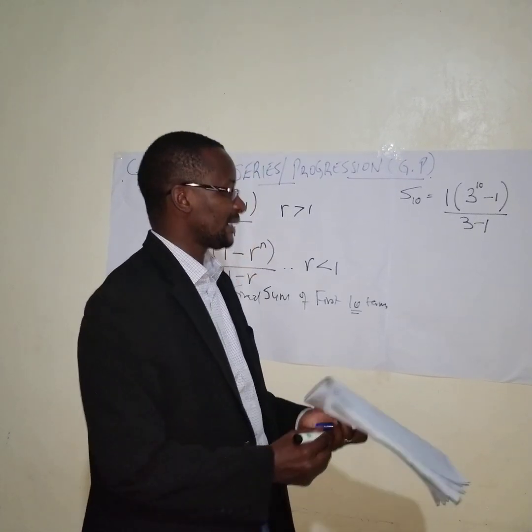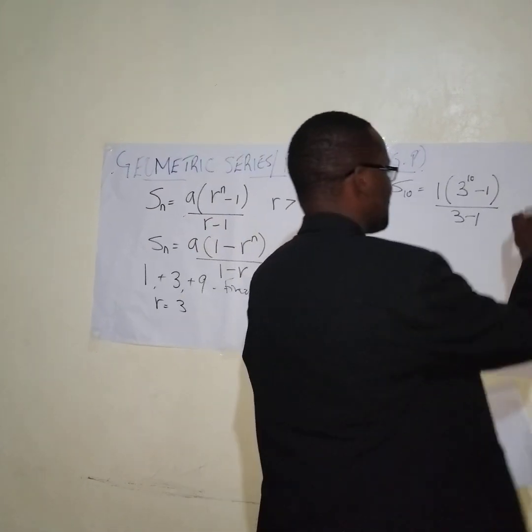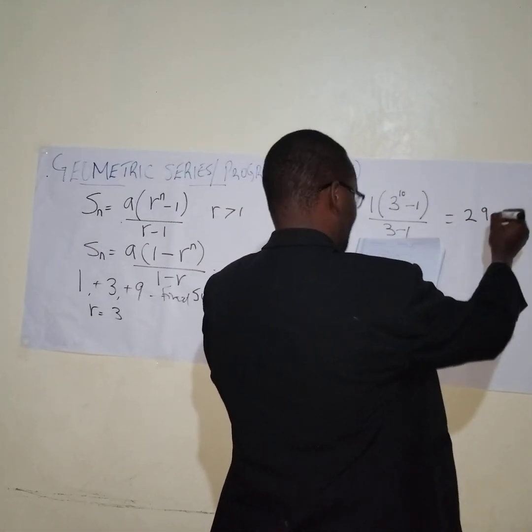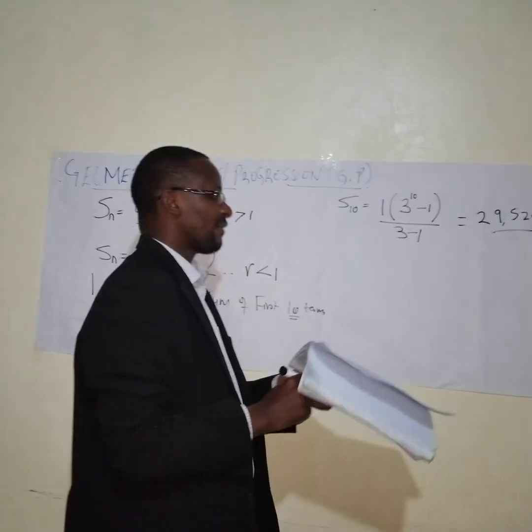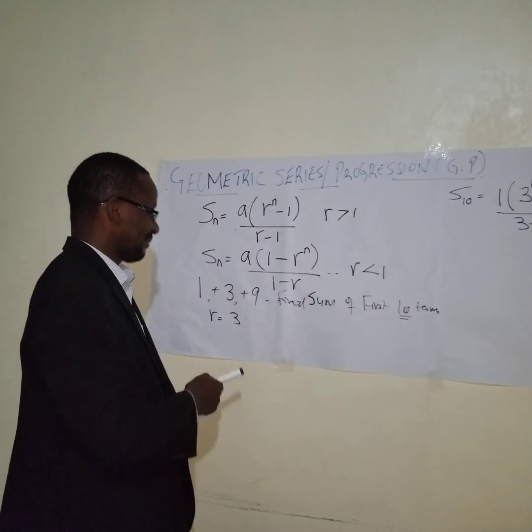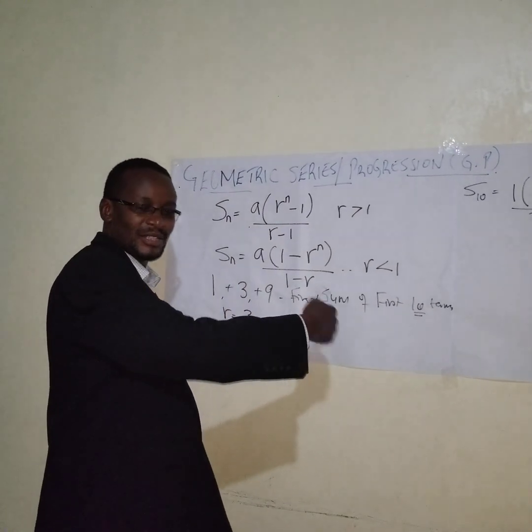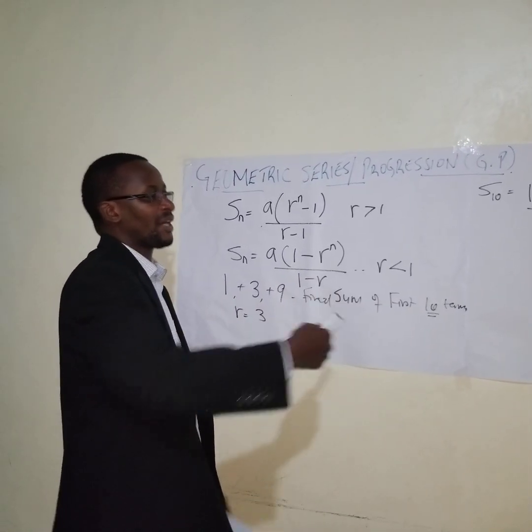When you do that, you will get a number which is 29,524. So that is the sum of the first 10 terms. You can see it's a big one because it's geometric. The number continues increasing by a factor of 3 as you move on.